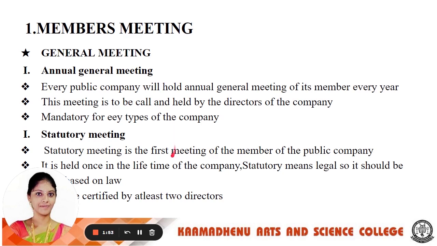The next one is the statutory meeting. The statutory meeting is the first meeting of the members of the public company, and it is held once in the lifetime of the company. Statutory means legal, so everything should be based on the law, and it is certified by at least two directors. It is a meeting which happens at the beginning of the incorporation of the company. So once the company is started, from that day it should be conducted. It will happen once in the lifetime of the company.